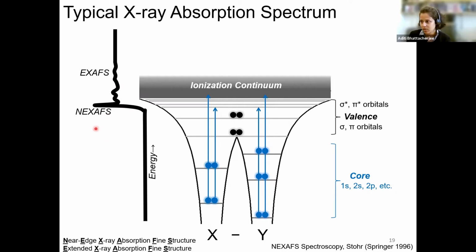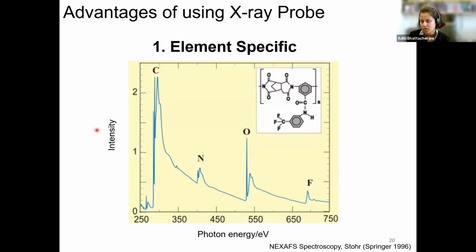For the purposes of today's talk, we will focus on NEXAFS because it is element specific. It's an element-specific technique, meaning what you see here is the X-ray absorption spectrum of a very complicated polymer shown here in the inset. But regardless of the complexity of the molecule, the X-ray absorption spectrum bunches itself into these neat absorption edges of the constituent elements, which are separated in energy by several tens to 100 electron volts. So it's element specific.